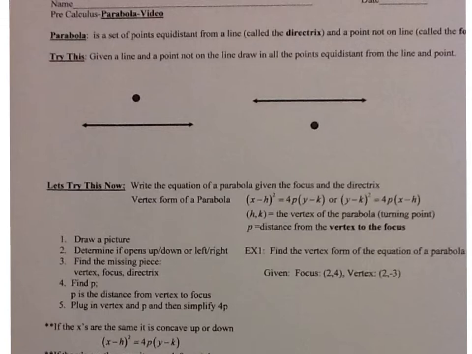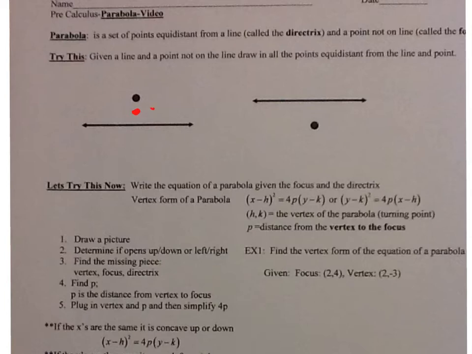So try this. Put me on pause and then come back and check your answers. All right, so in the try this it says, given a line and a point not on the line, draw in all the points equidistant from the line and the point. So here's my point that's not on my line. Where would a point be that's equidistant, which would mean the same distance, from both the point and the line? The obvious one would be this point right here, right smack in between the point and the line. So that's not the only point.